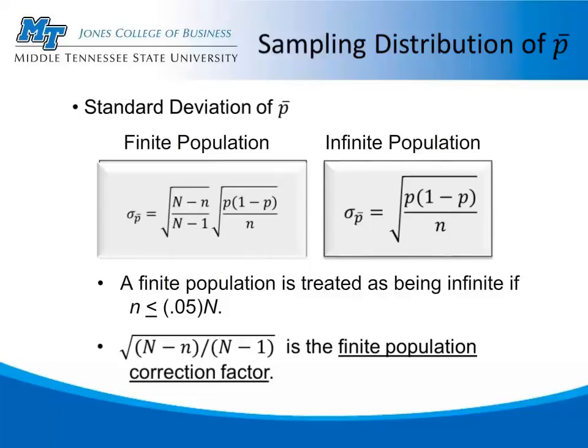If capital N is so large that you don't even know what the number is, then you just use the one on the right, the standard deviation of the sample proportion. You take the population proportion times its complement, 1 minus p, divide that by n and take the square root. The variance is just p times 1 minus p over n, and all you do is take the square root of the variance to get the standard deviation.